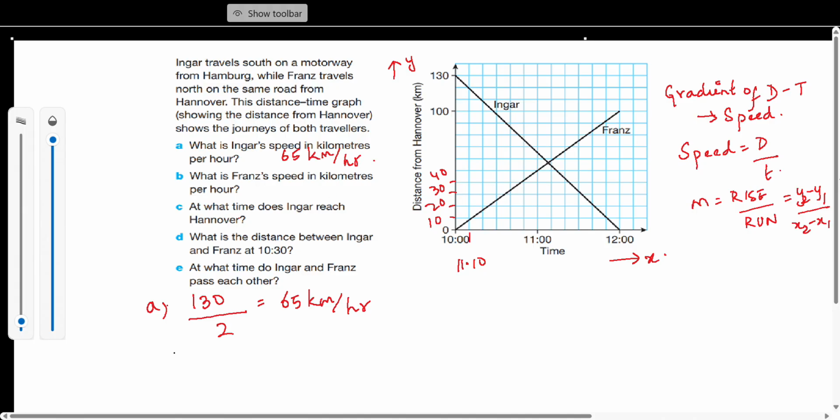What is Franz's speed in kilometers per hour for B? We have to do the same thing for this. If this is the last point, it is 100 and still 2 hours. So 100 by 2, 50 kilometers per hour is Franz's speed. At what time does Inga reach Hanover? From there, she comes here. Obviously, it is finishing at 12. So she reaches Hanover at 12.